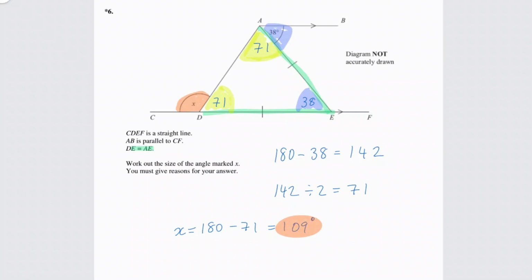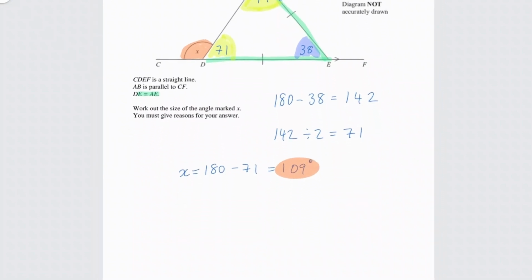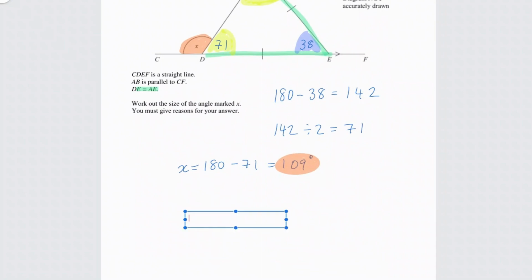Again, the reasons, well, we used alternate angles are equal. We used base angles in isosceles are equal. We also used angles in a triangle sum to 180. And we also used angles on a straight line sum to 180.